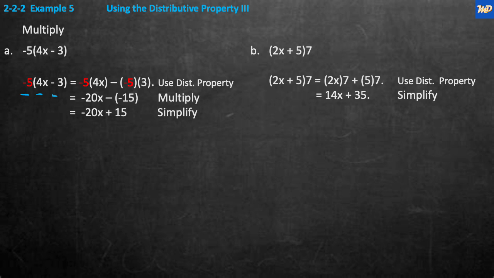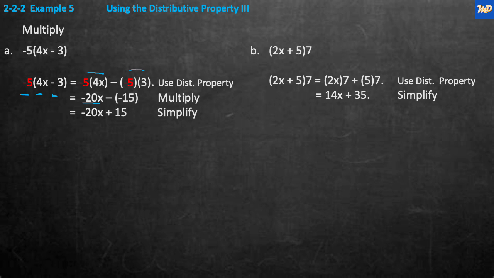So what do we get? We get -5 times 4x right here. And then we get minus -5 times 3. So that's this group here. And that's how we broke this apart using the distributive property. So now we're going to multiply them. -5 times 4x is minus 20x.